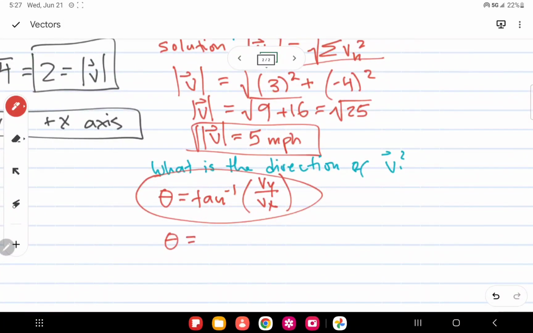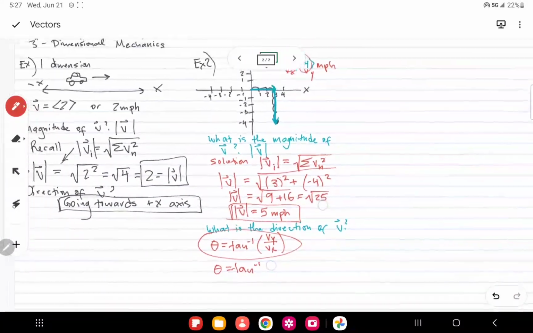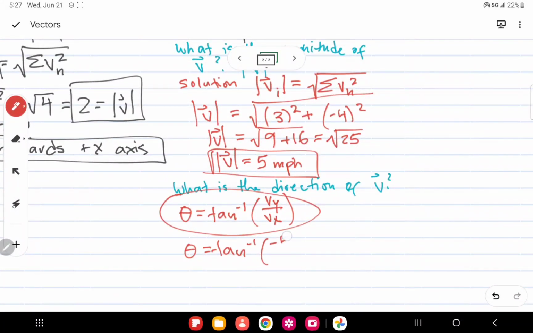That's for finding the direction for a vector in 2 dimensions. So in this case, theta is equal to the arctangent of Vy, which is -4, over Vx, which is 3. Okay? And that will be -4 divided by 3. I'm just using my calculator right now. Equal to -53 degrees.